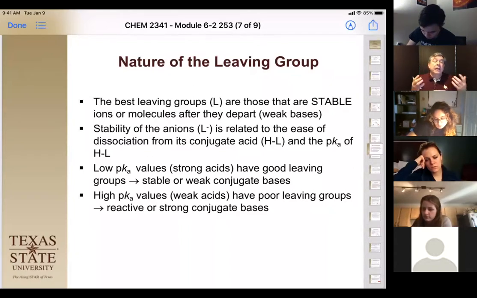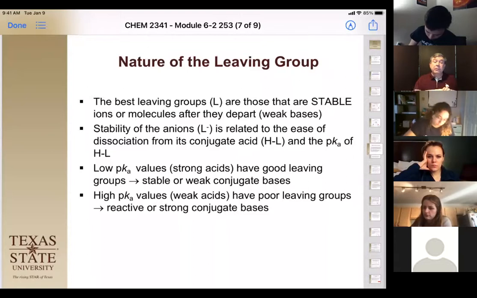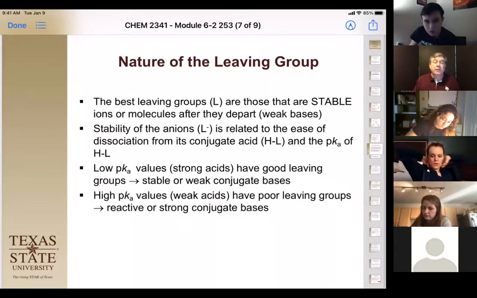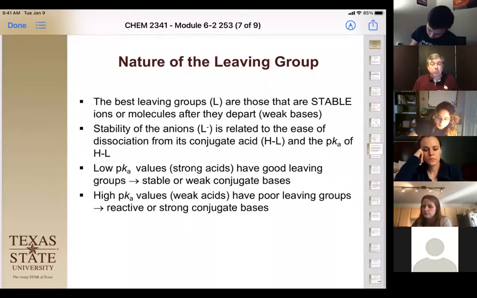So in the case of HCl, HCl has a pKa below 0, which means the chloride ion is a very weak base. It was a very strong acid when it was protonated, but now that it's deprotonated, it's a very weak base. When you have something that's a very weak base, it's a very good leaving group. So we want to think of anything with a very low pKa as a good leaving group. Anything with a very high pKa of the conjugate acid is a very poor leaving group.